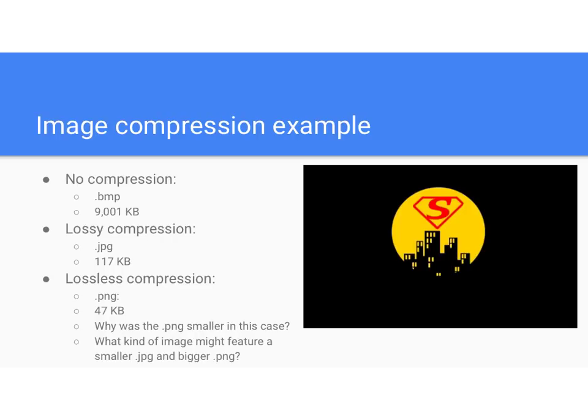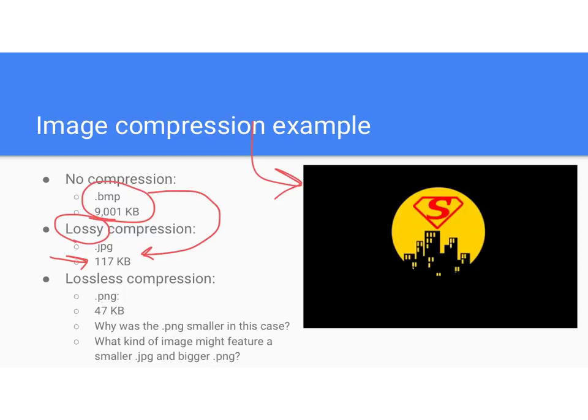I have an image compression example here. So here is a little comic book logo that I found. And it has no compression. It's a bitmap file, and it's about 9,000 kilobytes. When you apply compression to it, when you do lossy compression, I can get this thing down to 117 kilobytes. I am discarding some data, though. But you are going to basically use this lossy compression algorithm and throw away some data that you think that nobody's going to notice, and you can actually get the file size a little smaller.